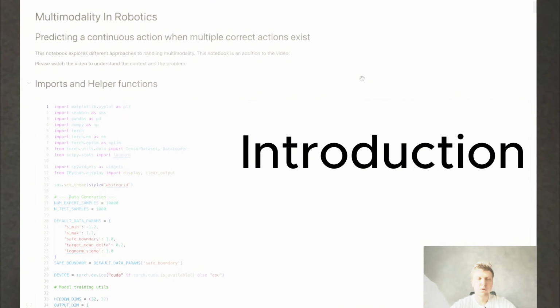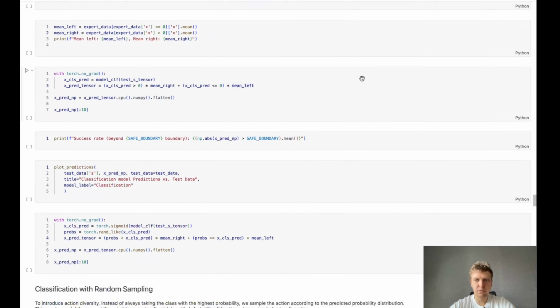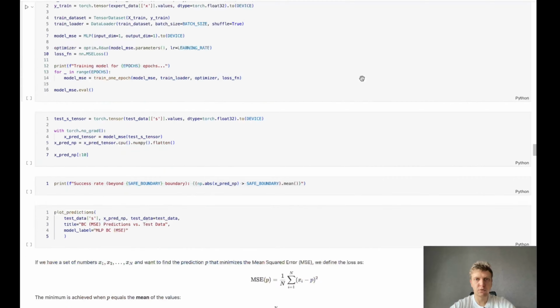In the beginning of the video, I will talk about definitions a bit more and also introduce the toy problem that I will use through the whole video. And then I will go to the main part and discuss different approaches to solve multimodality, starting from the simple one like a change in the loss for your model training, up to more complex approaches such as diffusion and flow matching. So let's begin.